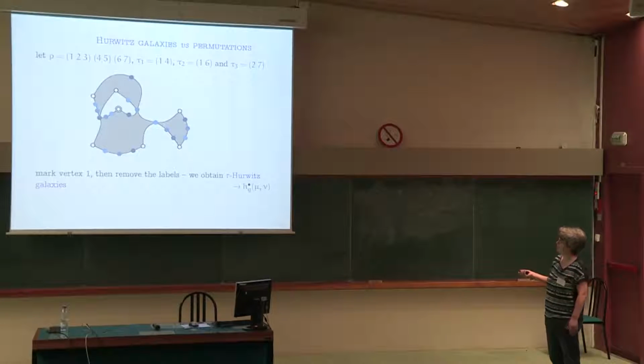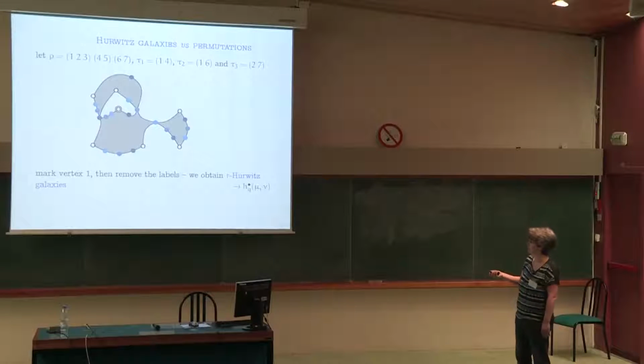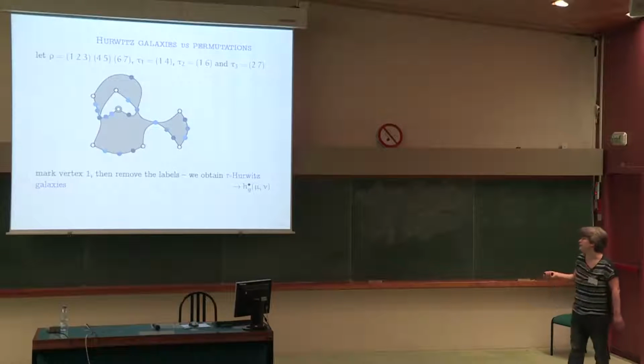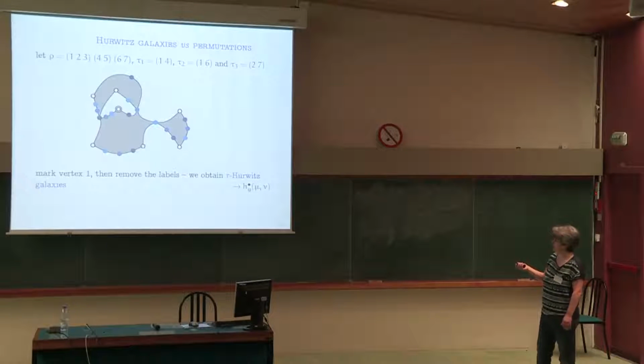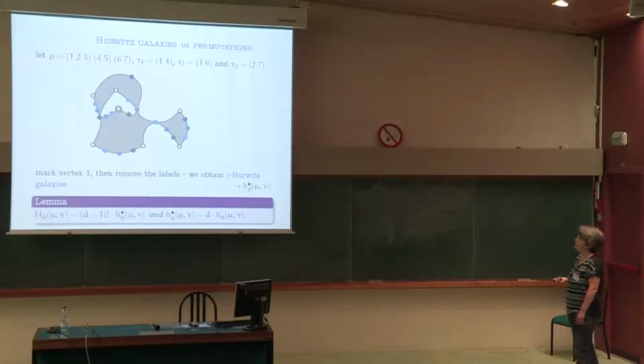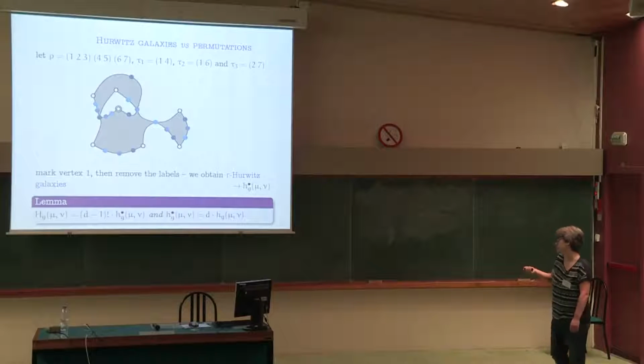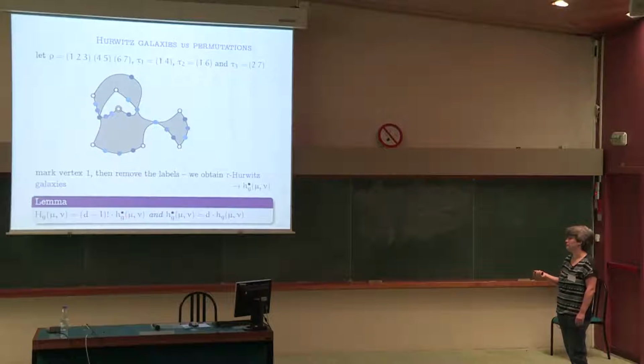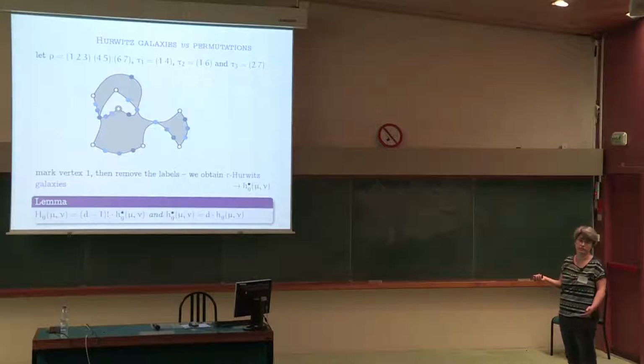I remove the labels because they don't matter. I know how many ways I have to put them back. I mark one vertex, say the one with label one, and I say that these are the small h with a bullet of mu nu. And I have a small lemma, it's quite easy. H bullet times the labelings gives me the factorization.